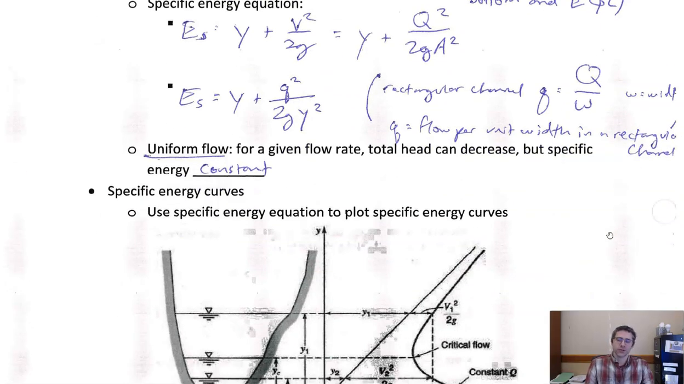For uniform flow, for a given flow rate, the total head can decrease, right? If you're flowing downhill, the total head is decreasing. We're losing energy, but we're not losing specific energy. In uniform flow, the depth is constant and the velocity is constant all along the channel. And if depth and velocity are both constant, then the specific energy is not changing, okay? So that's a characteristic of uniform flow, that we're not changing our specific energy.